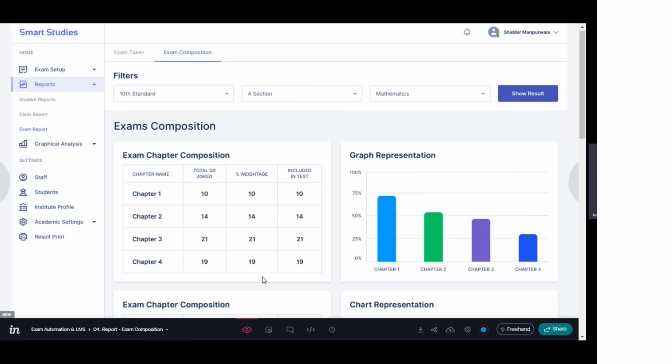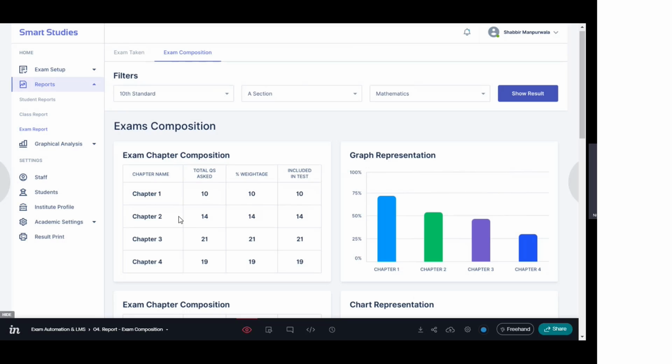Moving to the next part, which is the exam report based on the exam composition factor. Here a couple of reports will come up. In the first report you can see, chapter wise, the total number of questions asked along with the respective weightage and how many questions were included in the test. In the first table, for chapter 1, the total questions asked were 10, the percentage weightage in terms of marks was 10%, and the questions included in the question paper were 10.